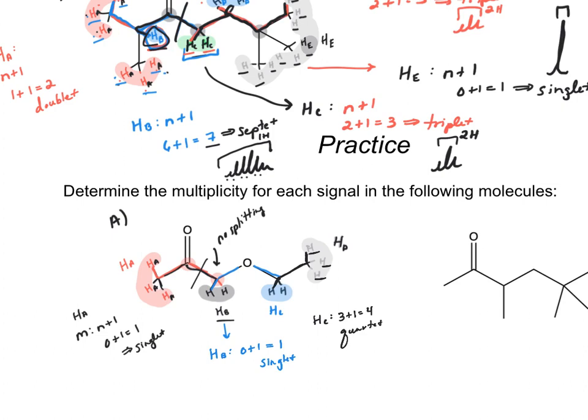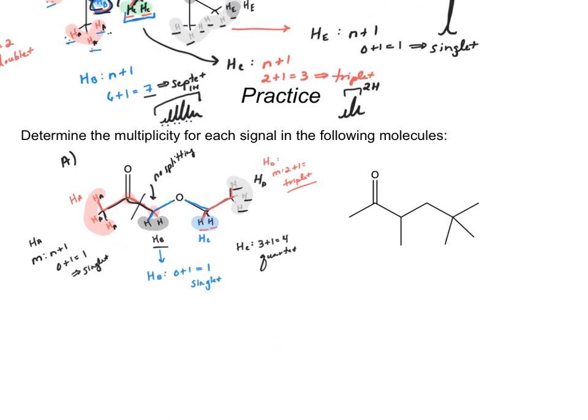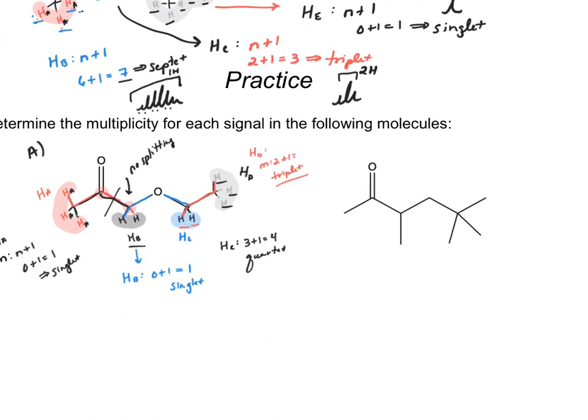And then finally for HD, we know HD will get split 1, 2, 3, will get split by HC. There's 1, 2 HCs. So for HD, in terms of multiplicity, we get 2 plus 1, which gives us a triplet. Okay, so moving over, that's the first molecule.